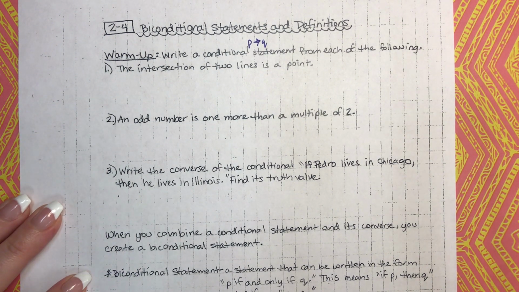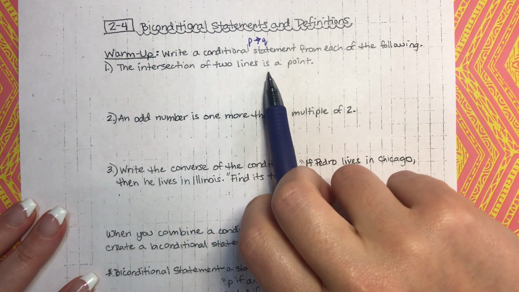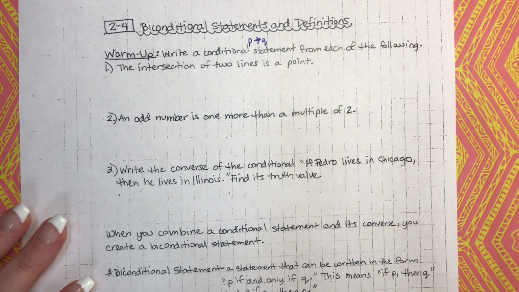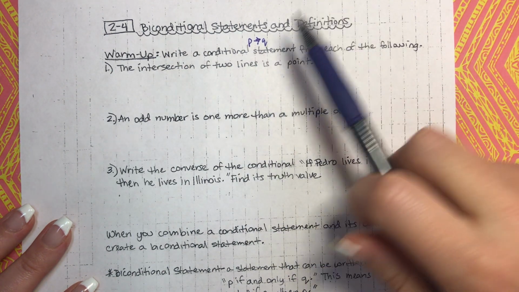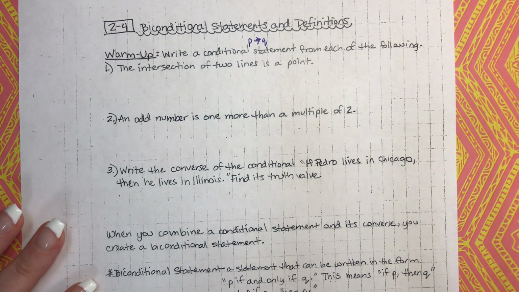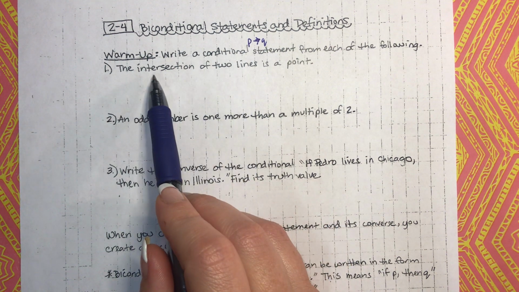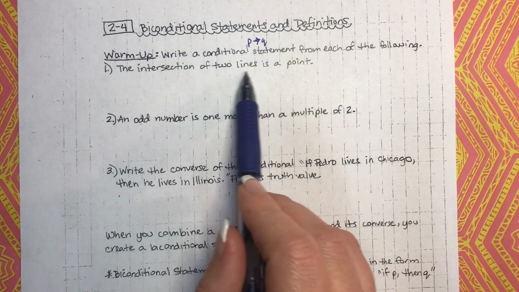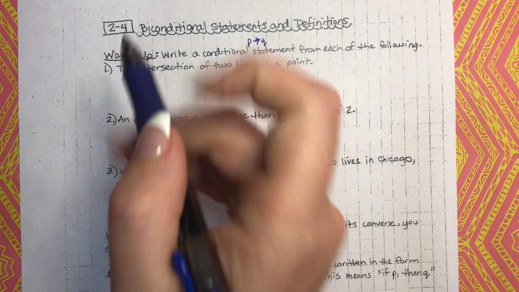All right, welcome back. So we're going to write a conditional statement for each of the following. The first one says the intersection of 2 lines is a point. So this is like one of those tricky ones that we were doing in last section. The intersection of 2 lines is a point. So we have 2 lines intersecting, and then we have this point information. So what I would say is that these 2 lines intersecting, that would be my P, and then the point would be my Q.